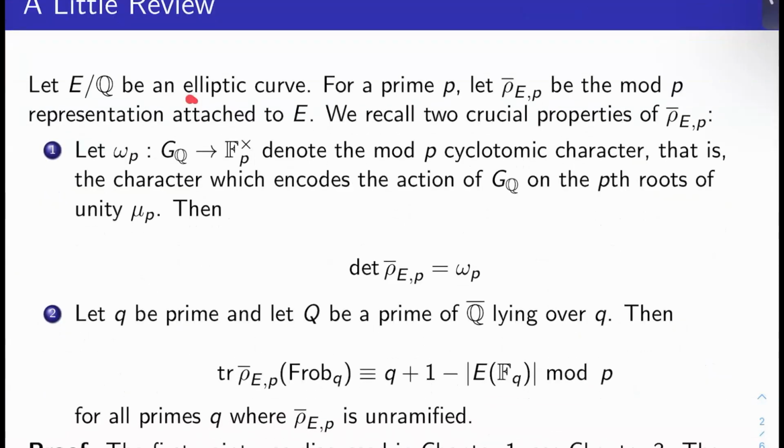Let E over Q be an elliptic curve. For a prime p, let rho bar E,p be the mod p representation attached to E. We talked about that in chapter 1 of my notes far back in the series. Let's recall two crucial properties of rho bar E,p. We'll let omega p, from the absolute Galois group of Q to F_p cross, be the mod p cyclotomic character, which encodes the action of G_Q on the pth roots of unity mu_p. Then the determinant of rho bar E,p is omega_p. In other words, rho bar E,p has cyclotomic determinant. In particular, it's odd, and so the determinant of complex conjugation is -1.